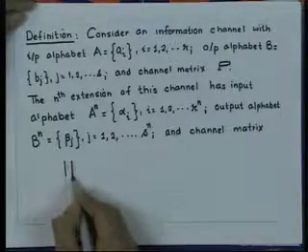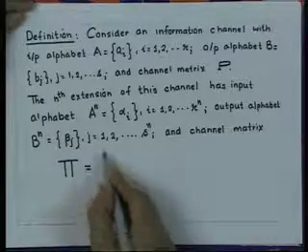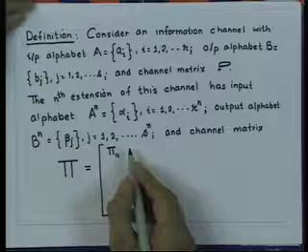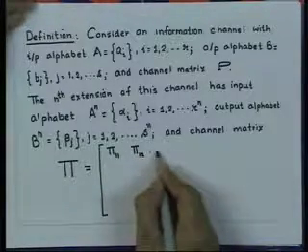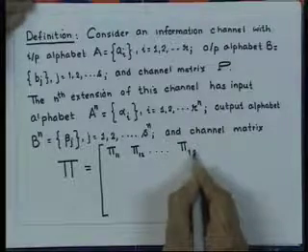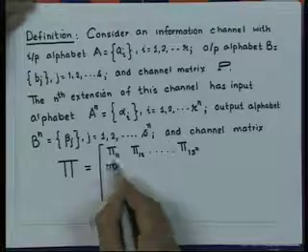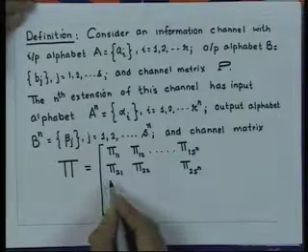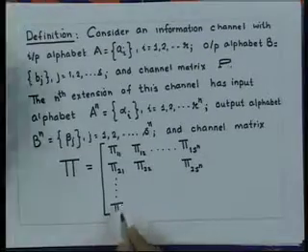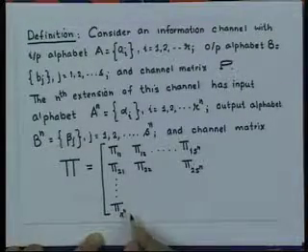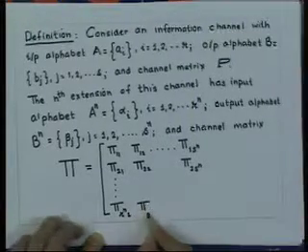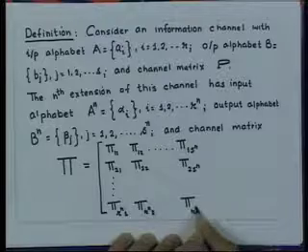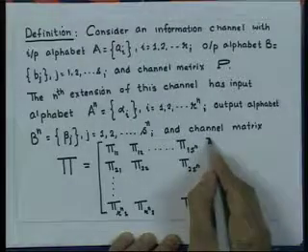is indicated by capital pi with the entries in this matrix indicated by pi 1 1, pi 1 2 up to pi 1 s^n, pi 2 1, pi 2 2 to pi 2 s^n, and finally we have pi r^n 1, pi r^n 2, up to pi r^n s^n, an r raised to n by s raised to n matrix.